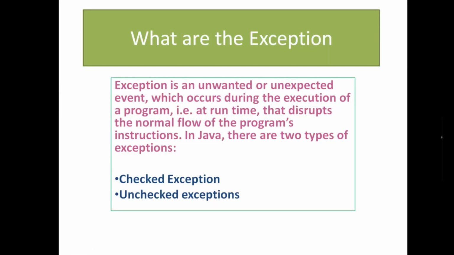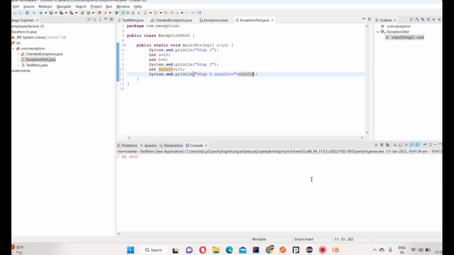So first of all, let's understand what is exception. Exception is an unwanted or unexpected event which occurs during the execution of a program at runtime that disrupts the normal flow of a program's instructions. As per the definition, any reason that stops your program's execution is called exception. And there are two types of exception in Java: checked exception and unchecked exception. So by example, let's understand what is exception.